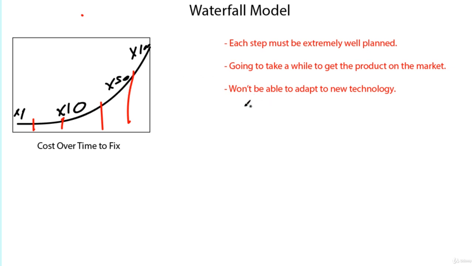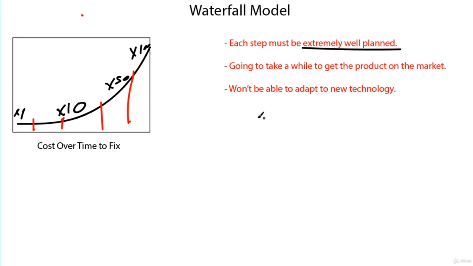And because of that, the waterfall model is not flexible at all. Each step must be extremely well planned. We must basically make sure it's all perfect. And some corporations will do this, and a lot of programmers will sit around and twiddle their thumbs waiting for the requirements to be passed through a whole bunch of different committees to make sure that it's perfect. And so there can be some time loss in there as well, but it needs to be extremely well planned. And it's going to take a while to get the product on the market.